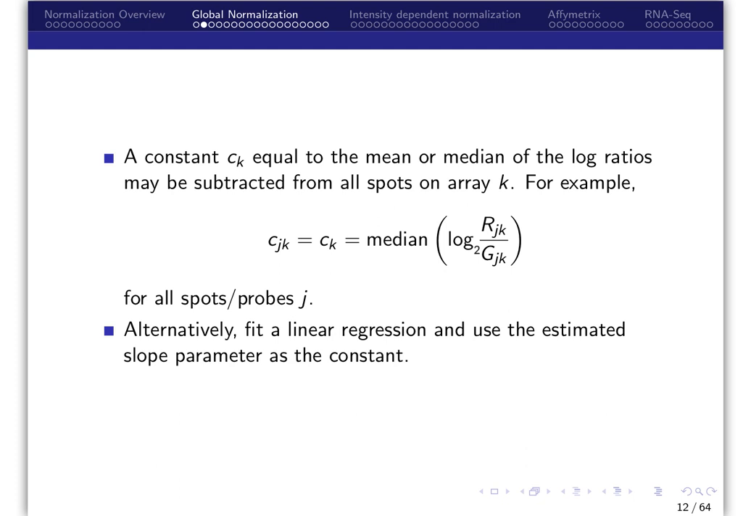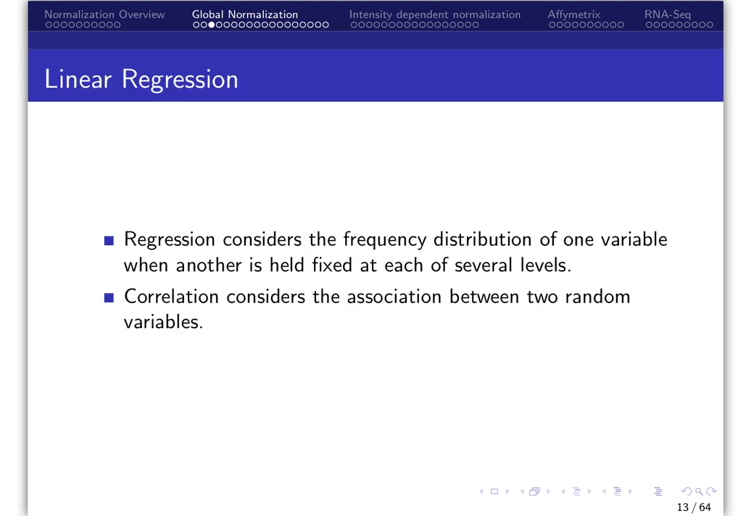A variant of this approach assumes invariance for a subset of genes, typically housekeeping genes or genes empirically determined to be invariant, and uses only those genes in the invariant set for estimating the constant normalization factor. Because regression can be used in global normalization and is frequently used in intensity-dependent normalization, let's review linear regression.